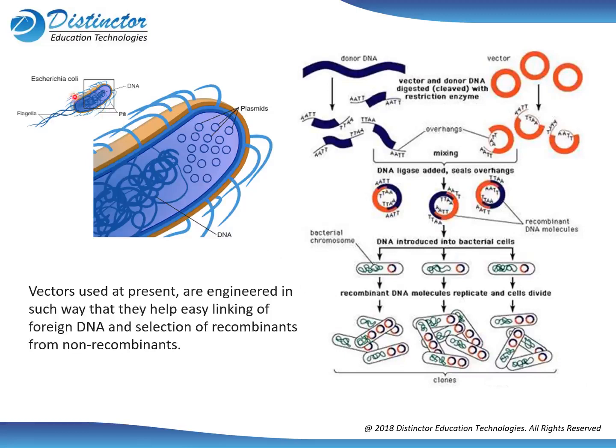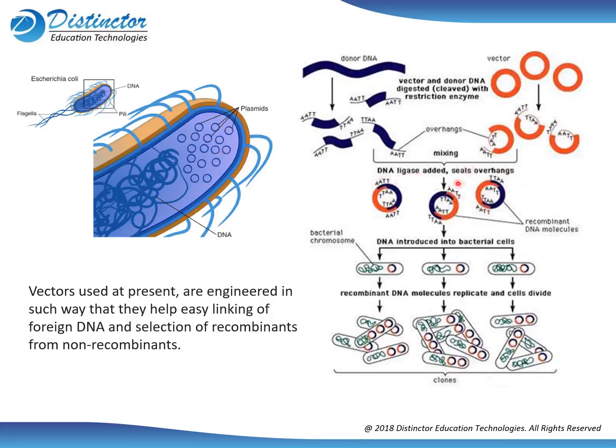So this is one example, an E. coli. When the plasmid is introduced into the E. coli, it can produce a greater number of progeny. This plasmid can also be used to check whether the recombinant has been taken up or not.